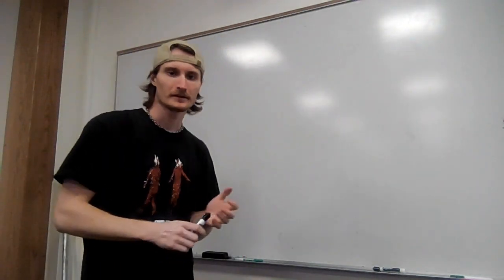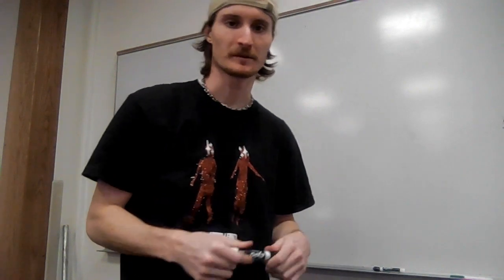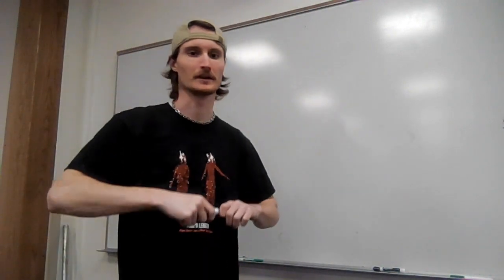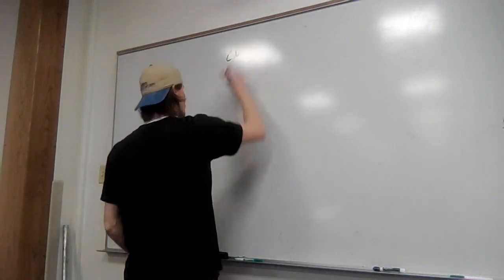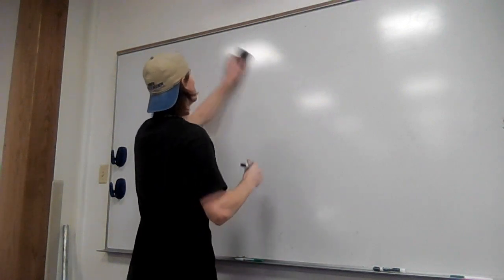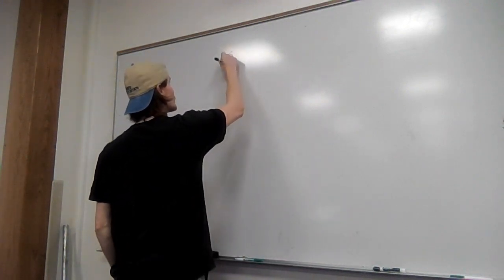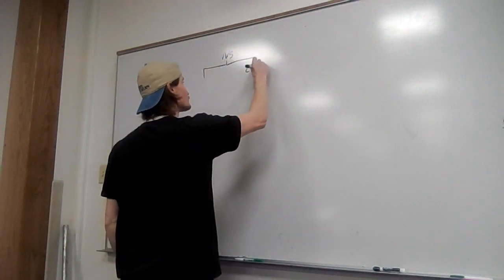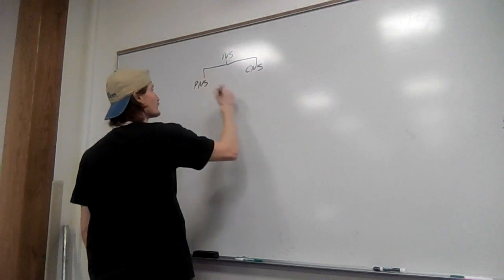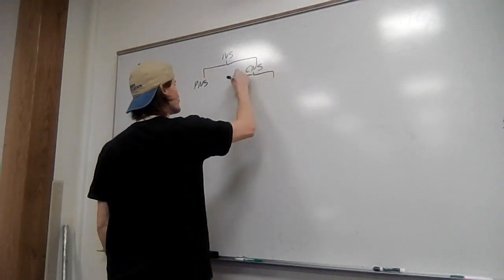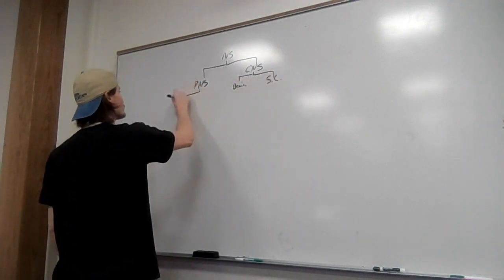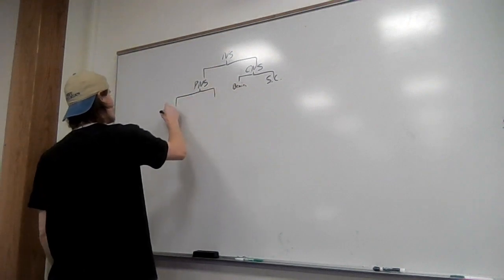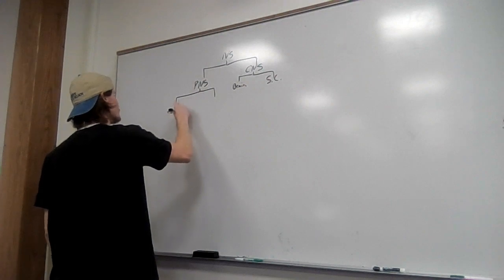Okay. So compare and contrast the sympathetic division of the ANS, the parasympathetic division, and the somatic nervous system. First, I'm going to draw this real quick. We have our nervous system up top, which is split into two things: the central nervous system and our peripheral nervous system. The central nervous system splits into your brain and your spinal cord. Your peripheral nervous system splits off into autonomic and somatic.